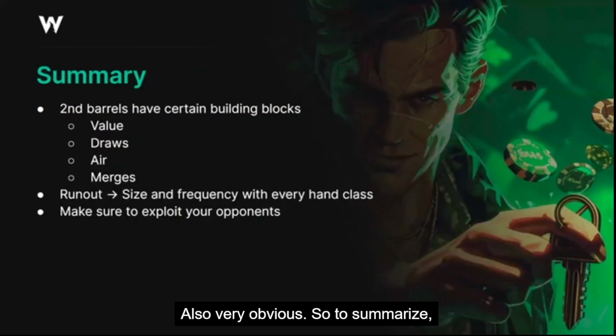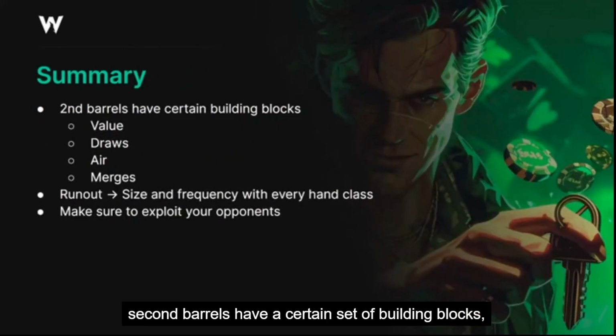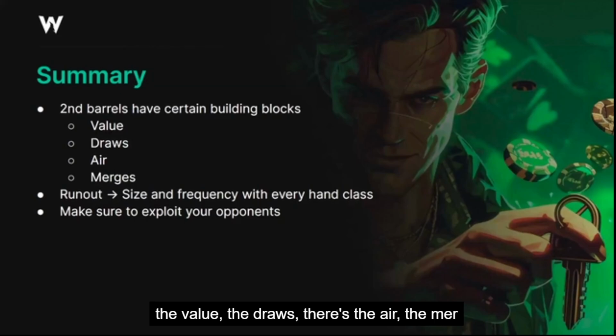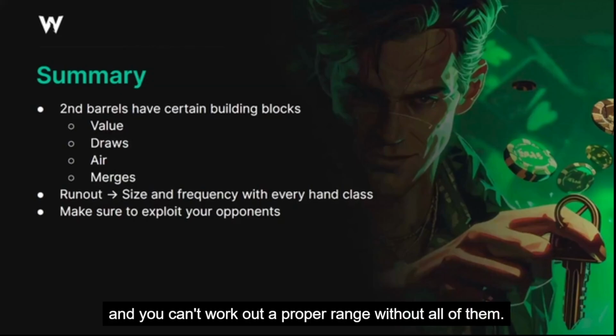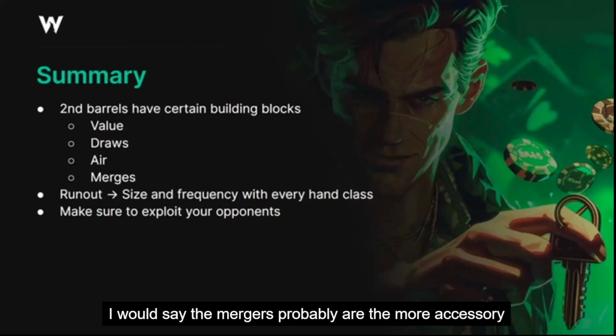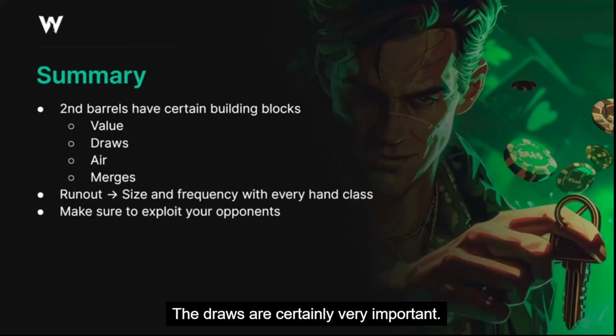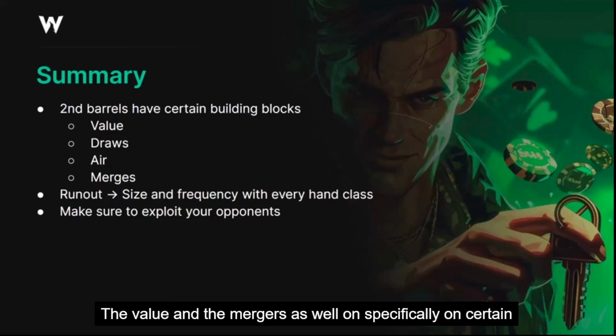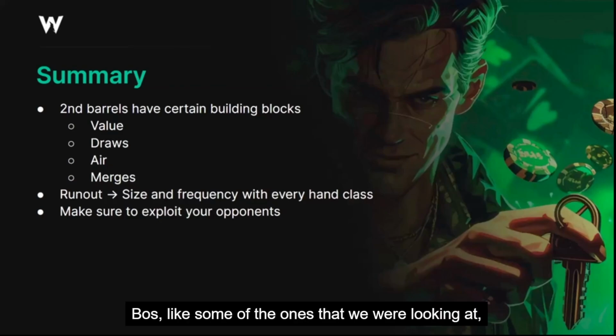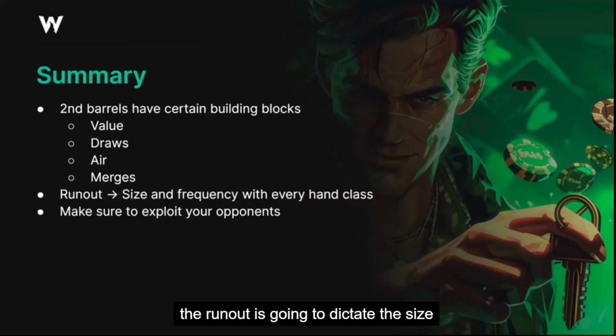So to summarize, second barrels have a certain set of building blocks: the value, the draws, there's the air, the merge, and you can't work out a proper range without all of them. I would say the mergers probably are the more accessory building block, but the air is certainly very important. The draws are certainly very important. The value and the mergers as well, specifically on certain boards, like some of the ones that we were looking at. The run out is going to dictate the size and frequency with every hand class, okay?